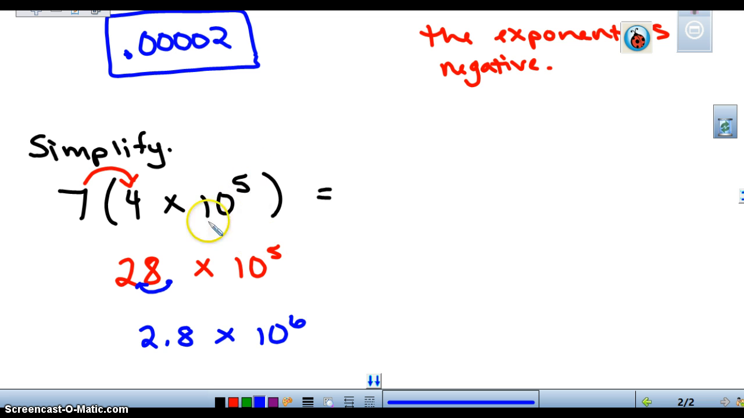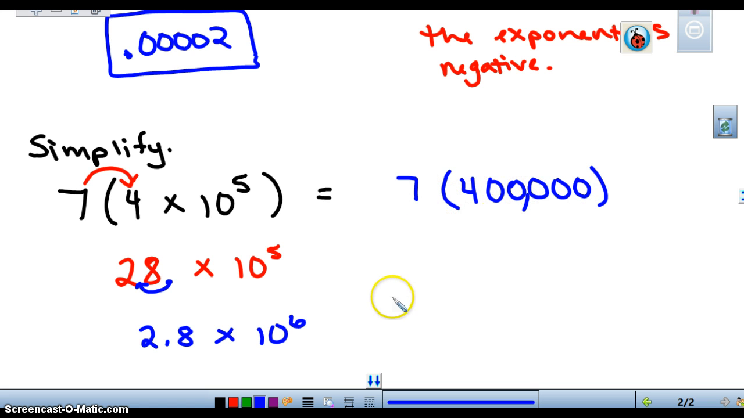Okay, because this 10 to the 5th, what this means are those zeros that are not shown after 4. So this would actually mean the same thing as multiplying 7 times 4 to the 5th power would be 1, 2, 3, 4, 5. Right? So it's the same thing as multiplying 7 times 400,000. Does that answer your question?